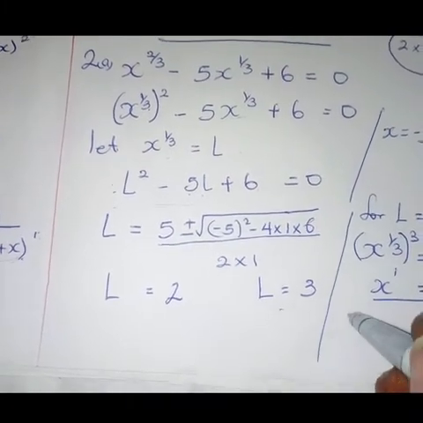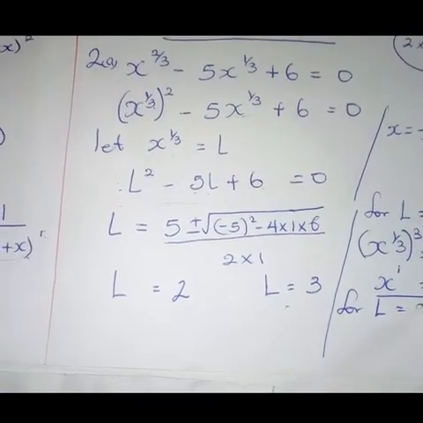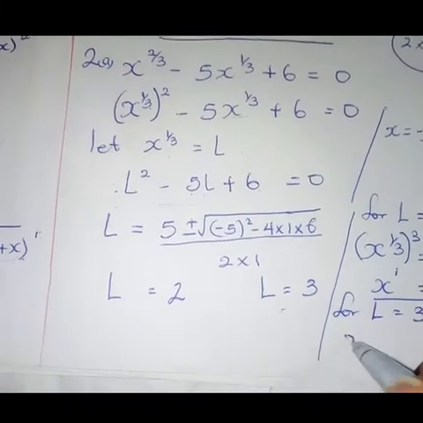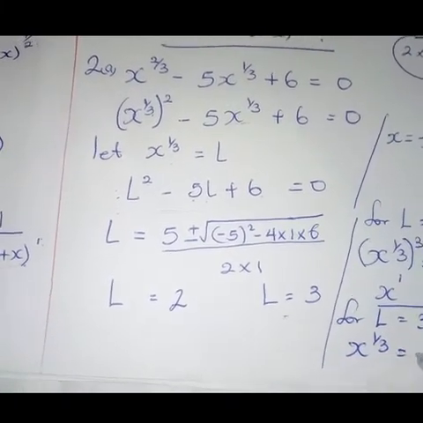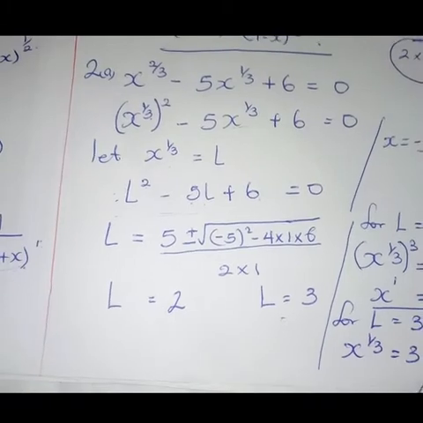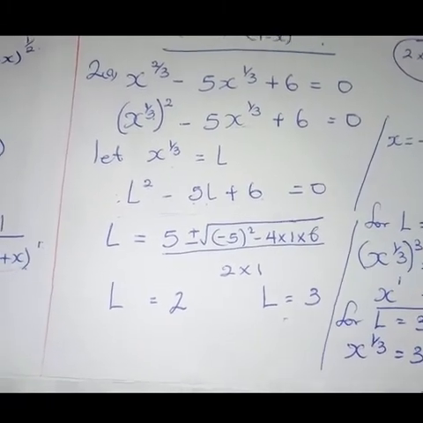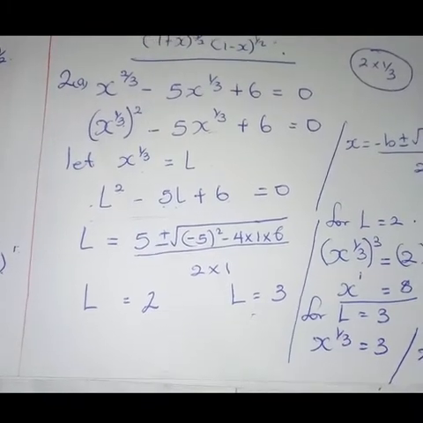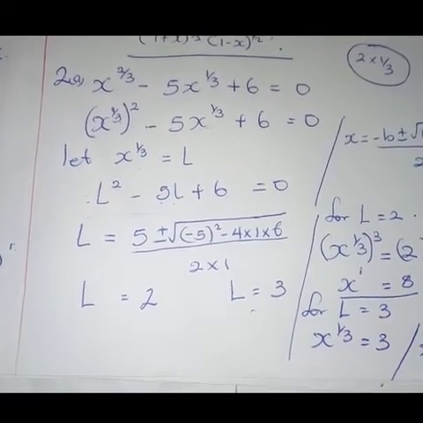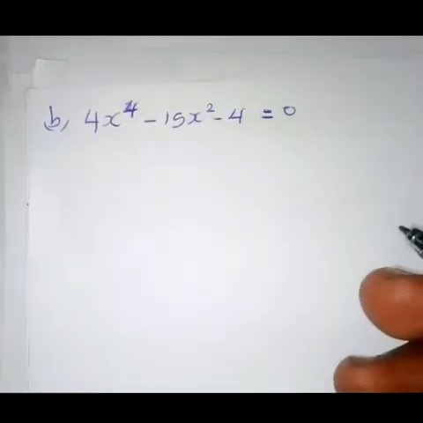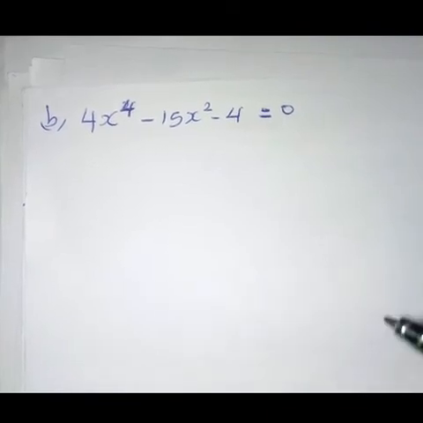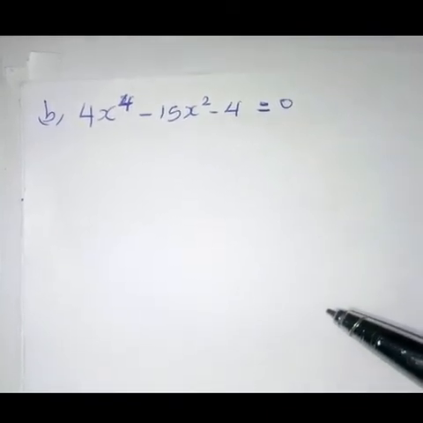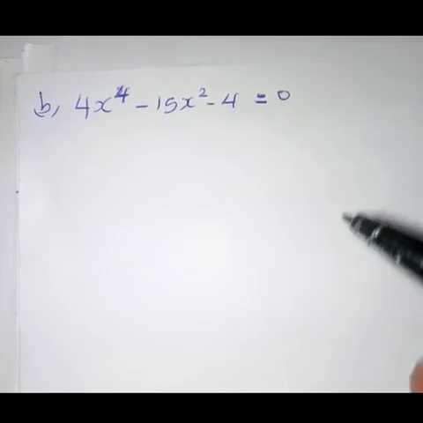The second one, you say for L equals 3. So we say x to the power a third is equal to 3, and you'll find out that your value of x is 27. So that's how we go about such numbers. So like I said, in this second part, what I'll do is to give you a hint, then you'll use the hint to solve the number. If you fail, reach out to me via my WhatsApp.